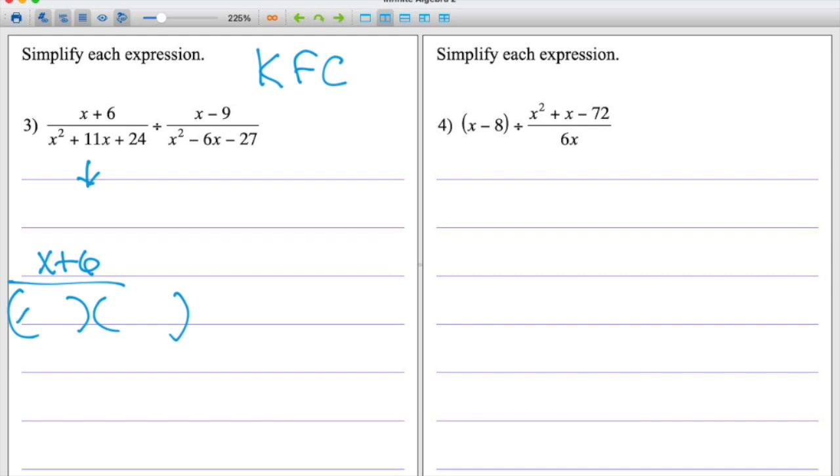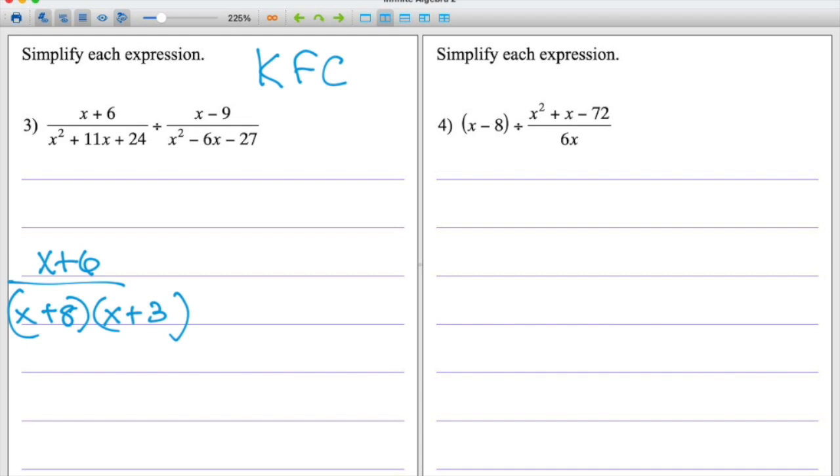And so I'm going to have an x and an x because of that. I'm going to have a positive and a positive because of both these positives. And then we have to ask ourselves, what makes 24 when I multiply and adds to be 11? And that happens to be 8 and 3. And they're both positive.